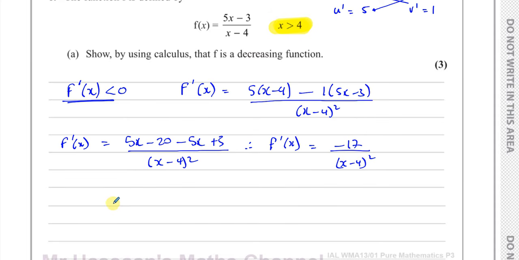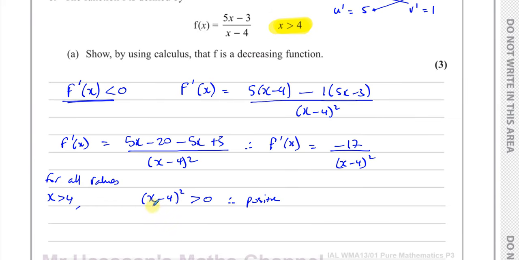Now, we know that x is greater than 4. So for all values where x is greater than 4, we can say (x minus 4) squared will always be greater than 0, therefore positive. We can see that. This is always going to be positive.